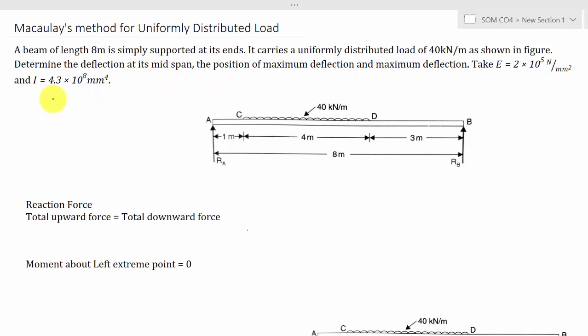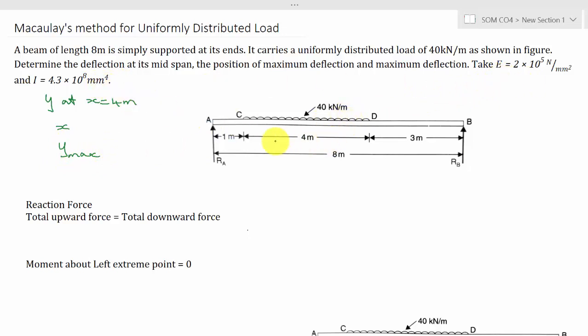So that is y at the midspan. Midspan means at the center, so at x is equal to 4 meter, and the position at which the maximum deflection occurs. So that is the x value and the y max. The E and I is given.